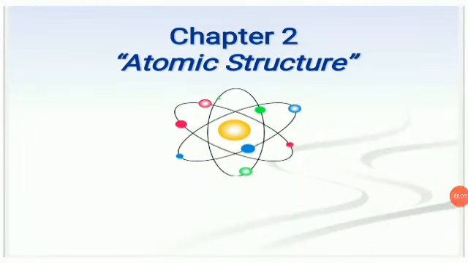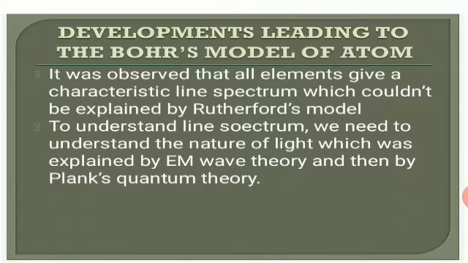Students, now we are going to deal with our chapter 2, atomic structure of an atom. Developments leading to the Bohr's model of an atom we will deal in this chapter, and it was observed that all elements give a characteristic line spectrum which couldn't be explained by the Rutherford model. And to understand this line spectrum, we need to understand the nature of the light, which was explained by the electromagnetic wave theory and then by the Planck's quantum theory.